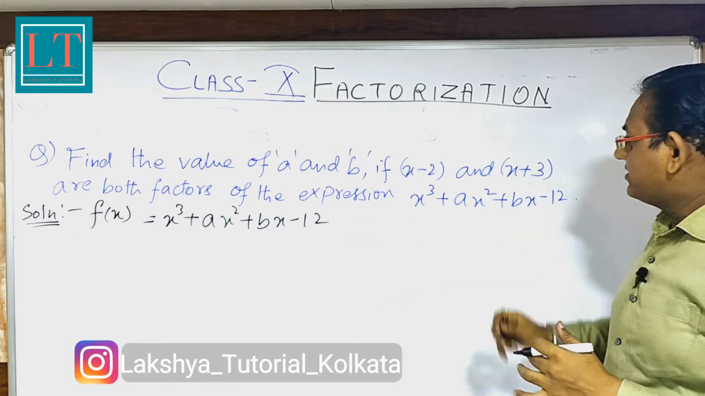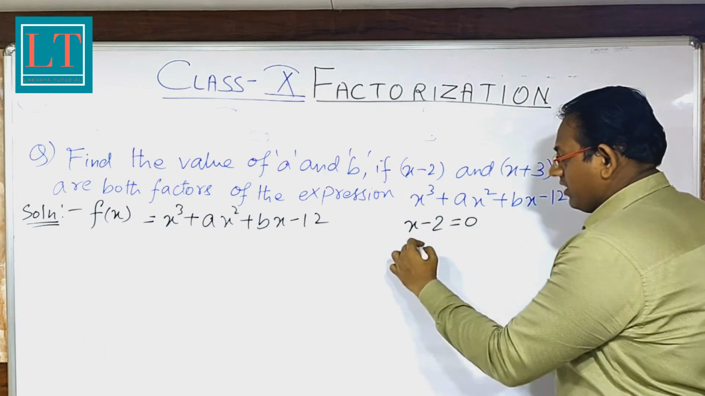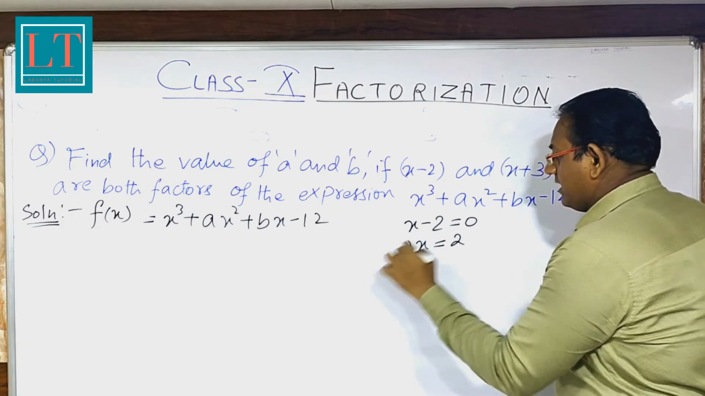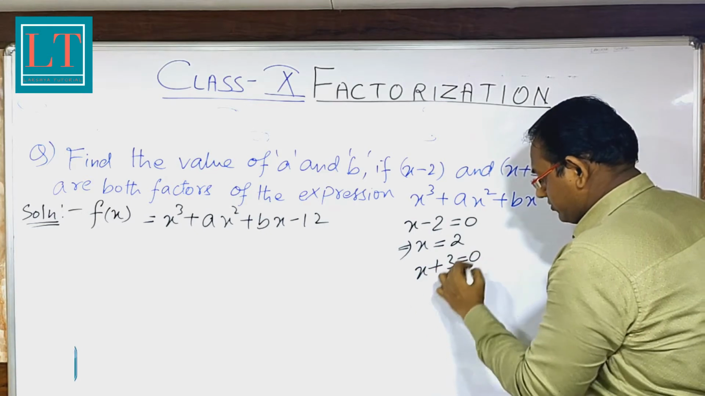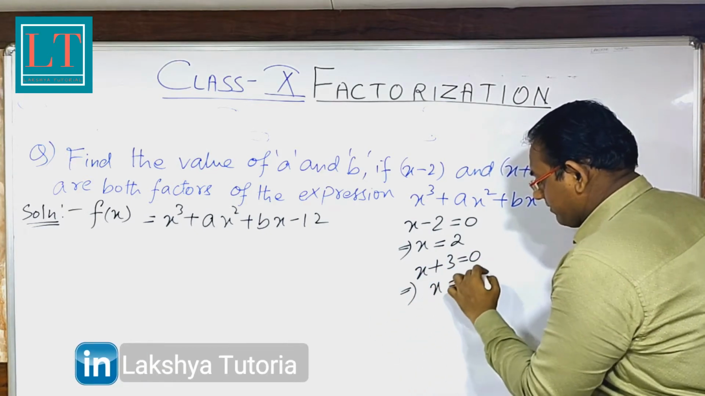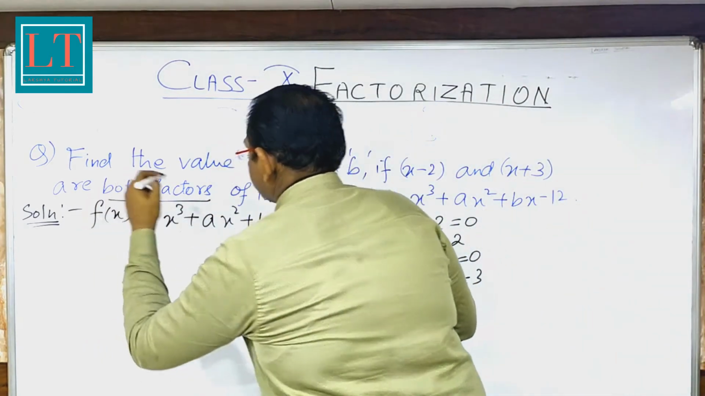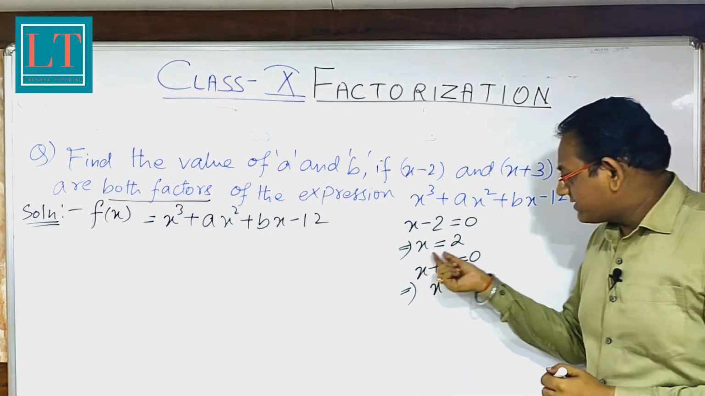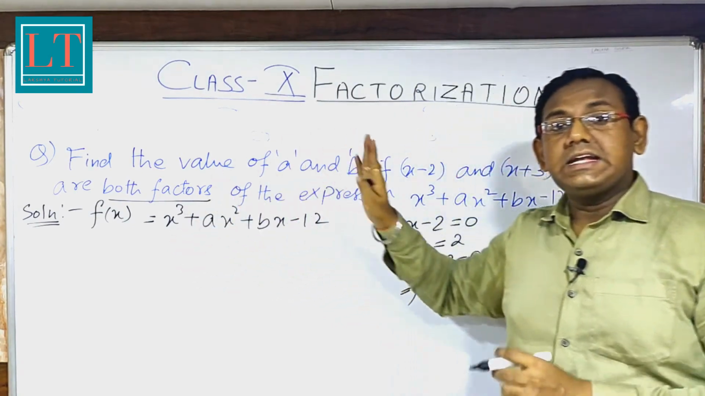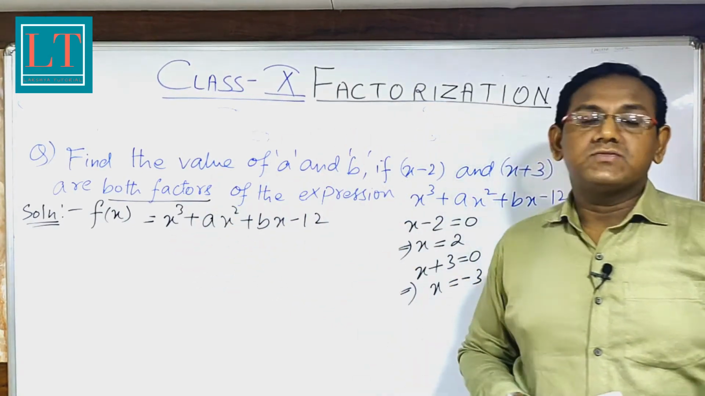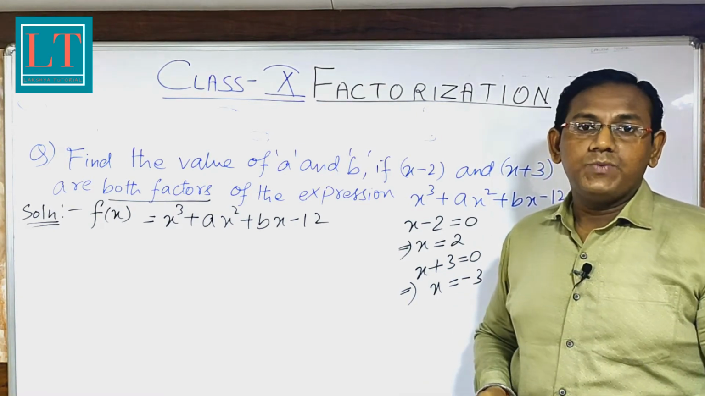The next step is to set x minus 2 equal to 0, so the value of x is 2 over here, and at the same time we will set x plus 3 equal to 0. That means we get the value of x as minus 3. Now since it is given that both are factors, if we substitute the value of x as 2 and the value of x as minus 3 in this expression, the entire value should come to 0, because the factor theorem says that there won't be any remainder, or basically the remainder would be 0.